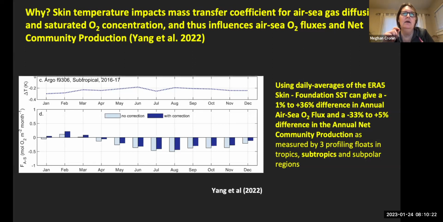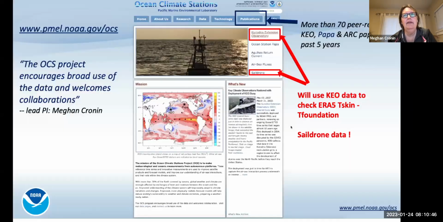The way they did it was by using the ERA5 skin versus the foundation temperature as a correction to the Argo foundation sea surface temperature. Now, I'm going to show that there can be biases in the ERA5 skin temperature correction relative to the foundation. And I do that using this KEO data.